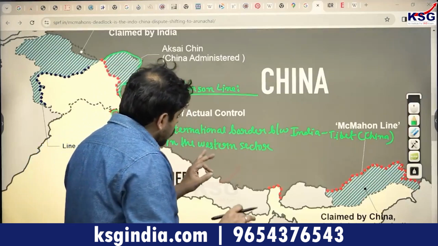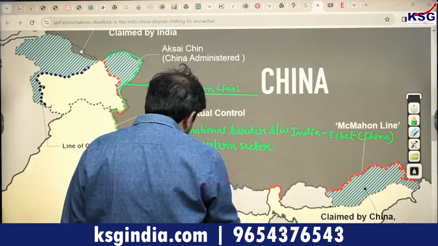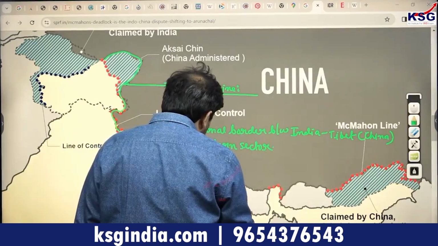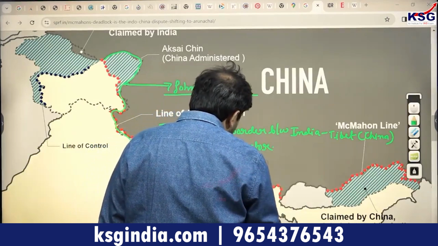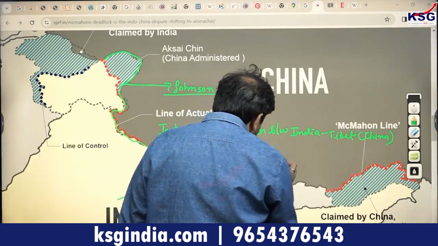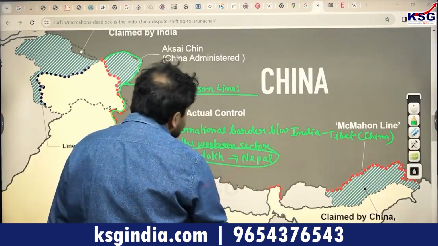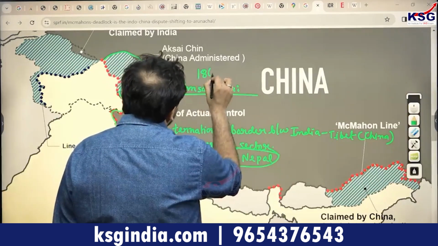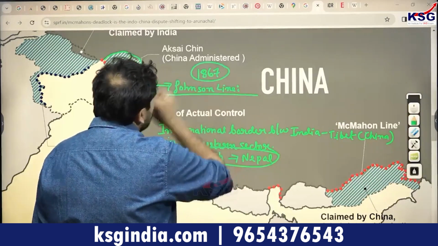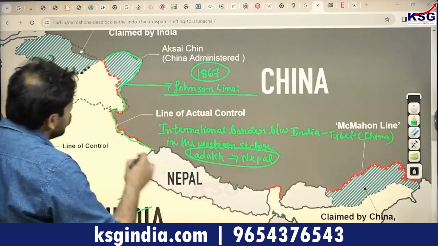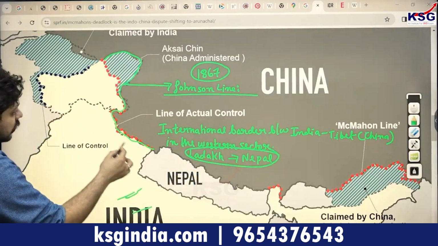And it runs from the entire region of Ladakh till Nepal. So the border which was marked by the Britishers in 1867 as a border between the Tibetan regions and Indian regions is what is known as the Johnson line.